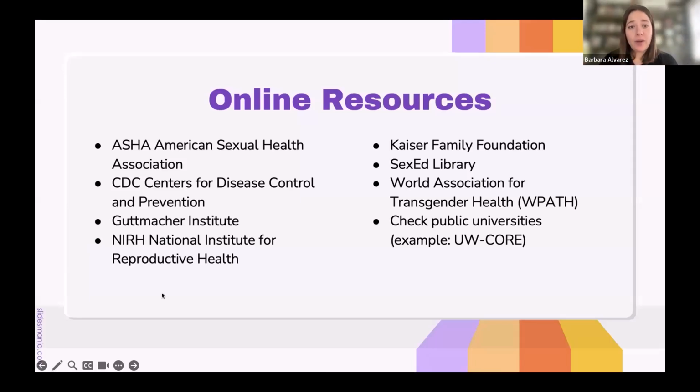This is an example I will give you. I'm in Wisconsin. There's something called UW CORE, which is the Collaborative for Reproductive Equity. They're located through the University of Wisconsin-Madison, and they have a ton of research specifically about sexual and reproductive health in Wisconsin. I know, for example, Texas has one. It's called TxPEP, I think it is. I know Ohio has one. And I'm certain that other states have them as well. So look at your public universities and see what research is being done there.